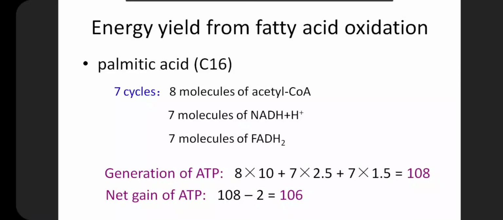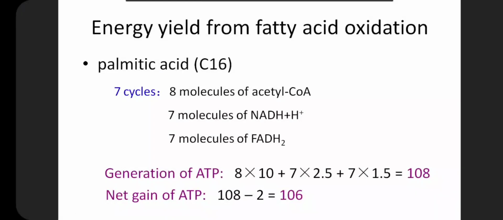one citric acid cycle, 1 molecule of acetyl coenzyme A can generate 10 molecules of ATP, right? And 1 molecule of NADH can generate 2.5 molecules of ATP, and 1 molecule of FADH2 can generate 1.5 molecules of ATP. So if you count it all up, the oxidation of 1 molecule of palmitic acid can generate 108 molecules of ATP.